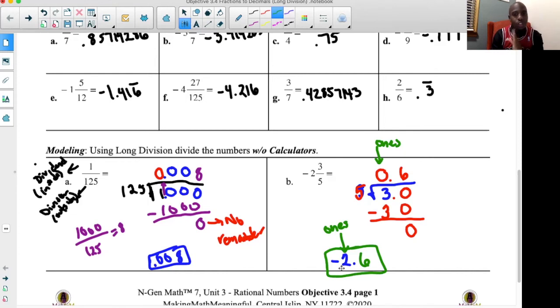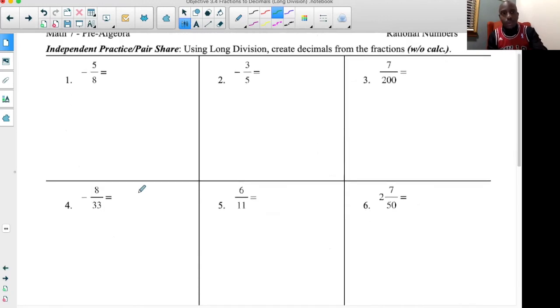Before we close out, I do want to do one more. I said I would do one more with you. Turn the page with me. Let's look at the independent practice, because sometimes it doesn't work as neat as this. Sometimes you have to keep going. Sometimes it's a lot of work in order to get to that terminating decimal. So I do want to do one more with you. Okay.